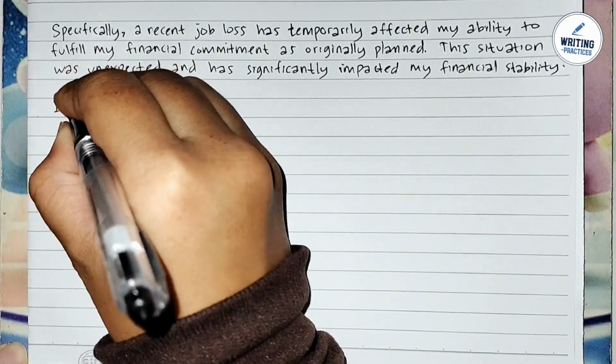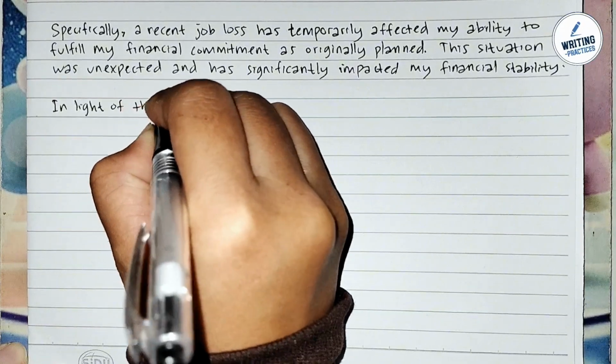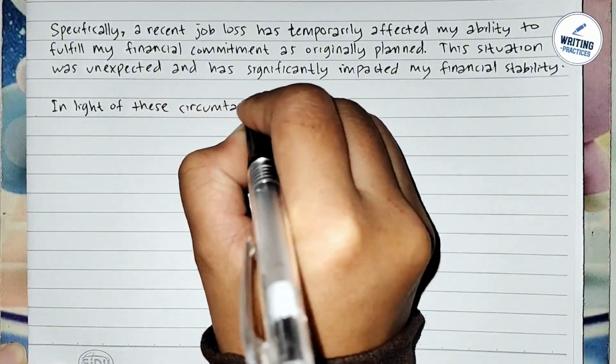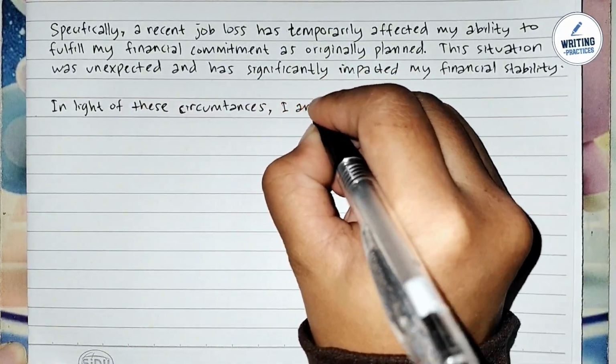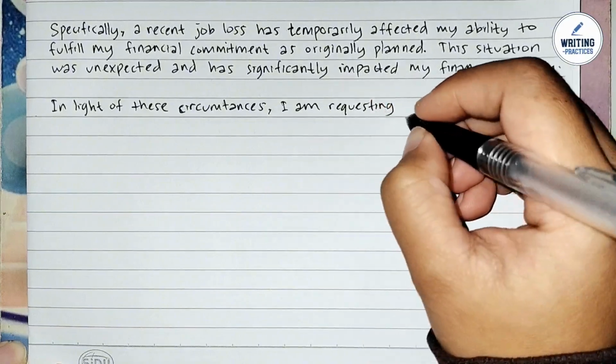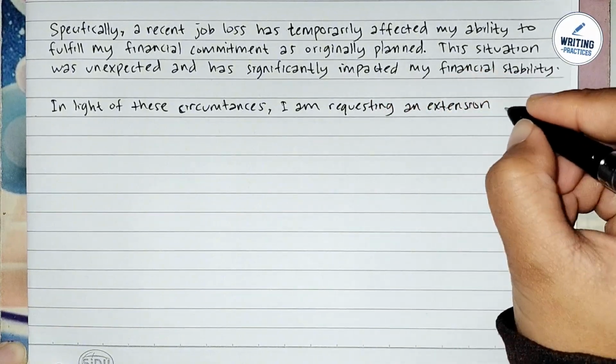In the third paragraph, this is where you write a request for extension. Of course, you must write a formal request. Write a direct request for an extension on the loan repayment schedule.